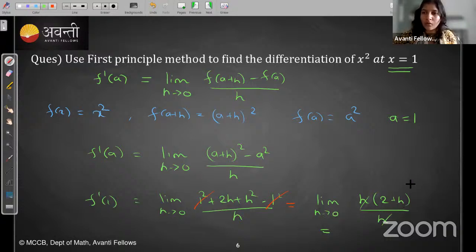H is tending to 0. So what we will do? We will substitute 0 in the place of h. So we will get the answer as 2. Correct? So the differentiation of x squared at x is equal to 1 will be what? It will be equal to 2.